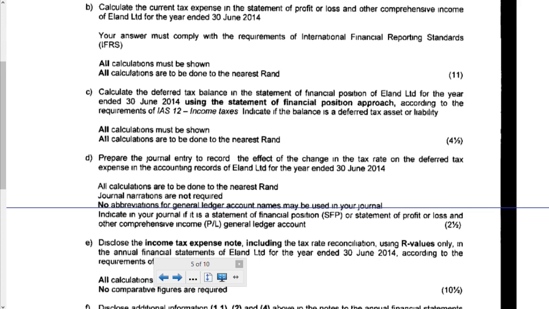Then C is to calculate the deferred tax balance as at June 14, so this is a deferred tax calc. It's about half a page. Then D is a journal entry for the change in tax rate. That's about half a page, although it's one journal, but I would just leave lots of spaces. So 1 journal entry for the rate change.